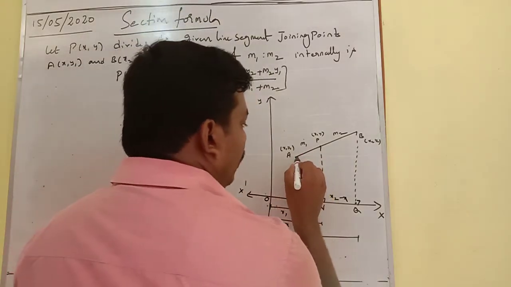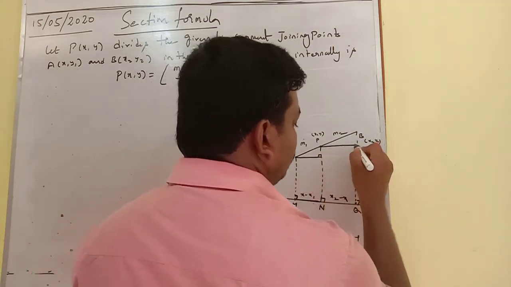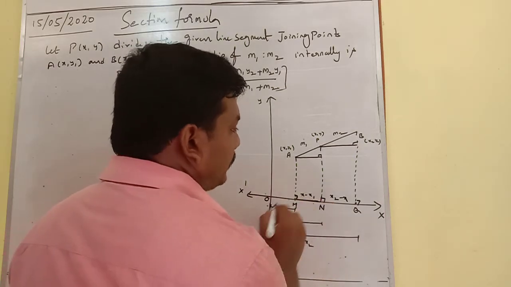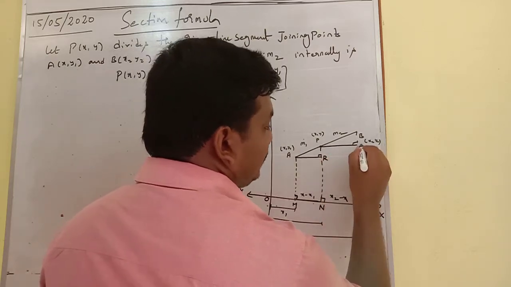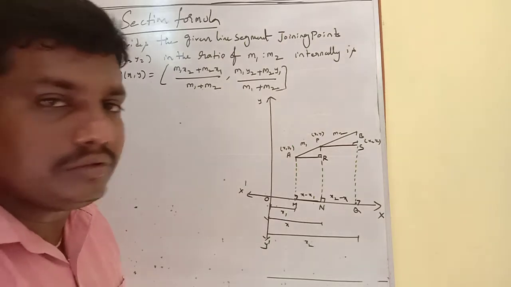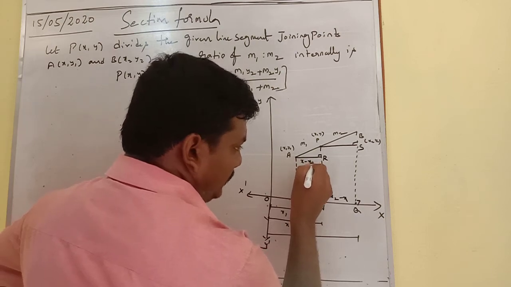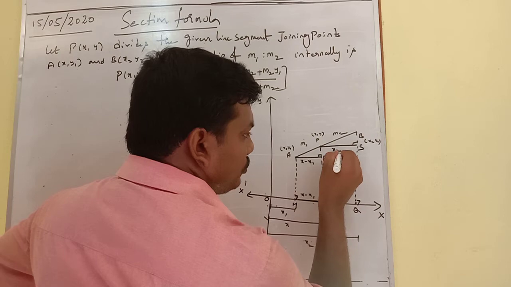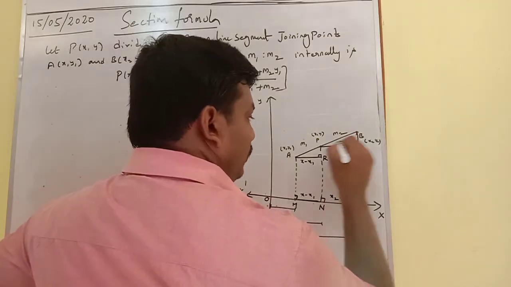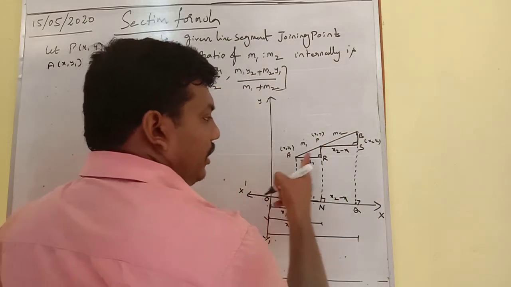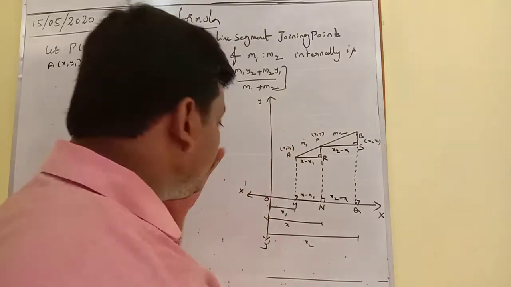Now if you draw a perpendicular from here to QB, suppose the points are R and S, which we have taken. This x minus x1 distance is equal to this x minus x1 distance, and this x2 minus x distance is equal to this x2 minus x distance. Now we confirmed that there are two right angle triangles, ARP and PSB.